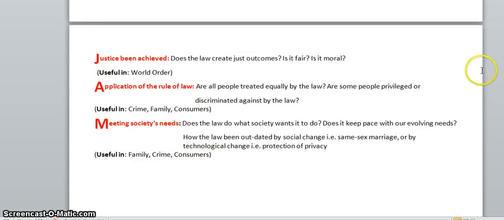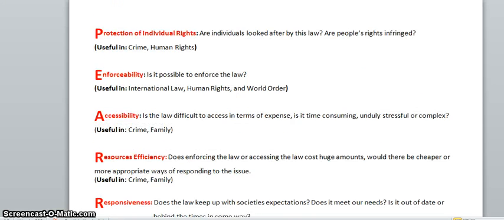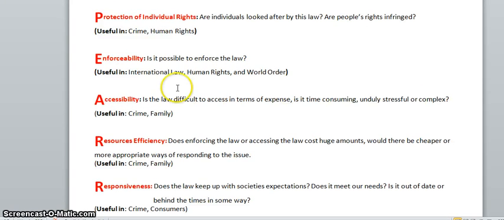Let's have a bit of a look at each of these. PARR JAM, first of all, is spelt incorrectly. It's spelt with a double R. That's the only way that was going to make it work. So let's quickly run through each criteria. The P is protection of individuals' rights, and you may at this point want to pause the video and you can have a bit of a look or jot these down without having to listen to me.